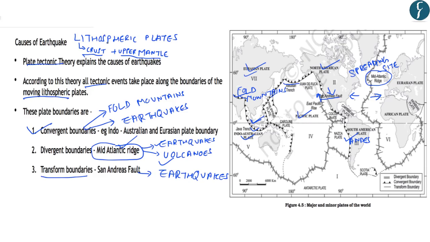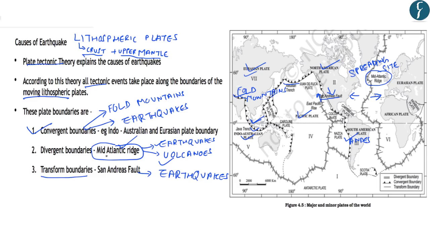And we know that the lithospheric plates are composed of the crust and the upper mantle. Further, the Earth's surface has been divided into some major plates and minor plates. And the boundaries of these plates are the major zones of tectonic activities. And we have learned that the convergent boundaries are where the fold mountains and earthquakes take place. And an important example of this convergent boundary is the Indo-Australian plate and the Eurasian plate boundary.